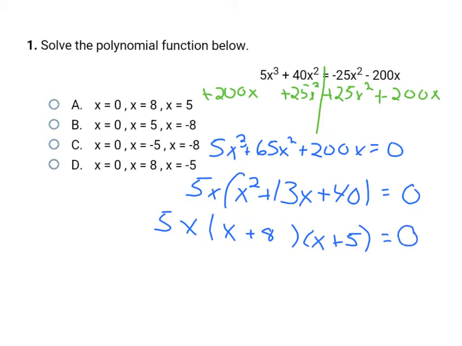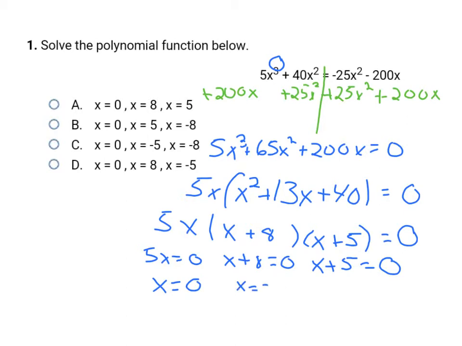And now I just set each of these pieces equal to 0 and solve each of these 3 equations separately to get my 3 answers. Remember, my highest power in the original problem was a 3. So that means that I can have up to 3 answers. And so here, when I solve each of those equations, I get x equals 0, x equals -8, and x equals -5, which is answer choice C.